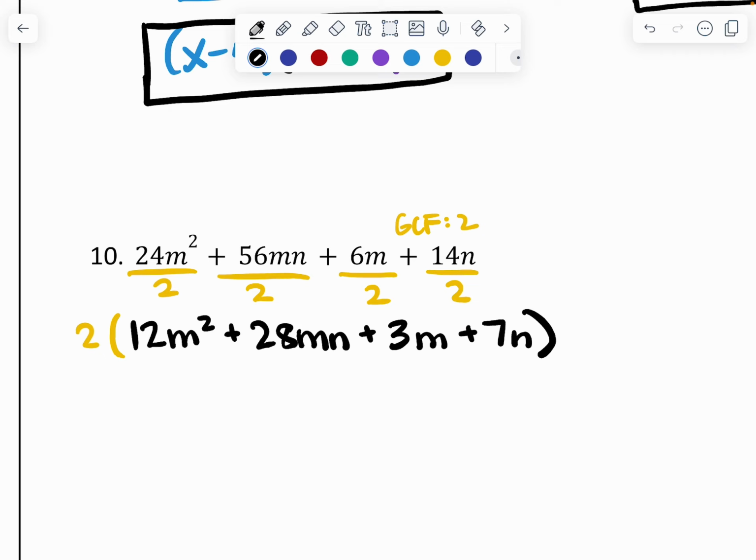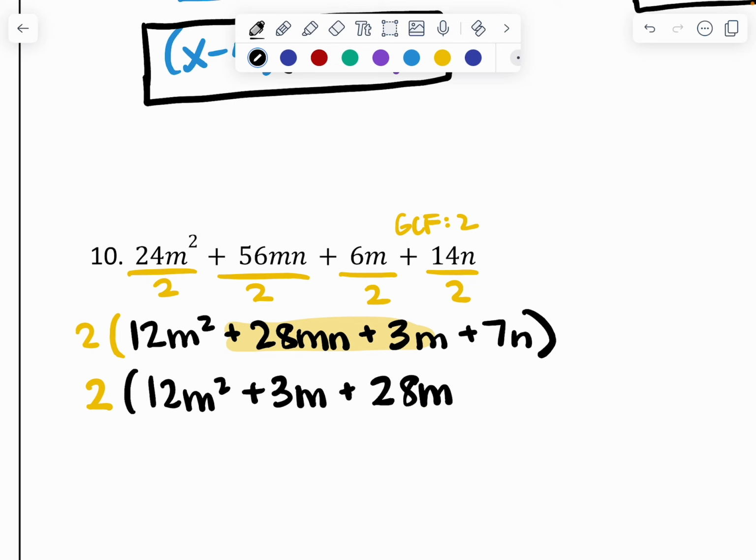Now let's look at these. I think I would like to put this one with an n over by this one with an n. So I'm going to switch these two. So let me rewrite this. 12m squared plus 3m plus 28mn plus 7n. Now factor by grouping.